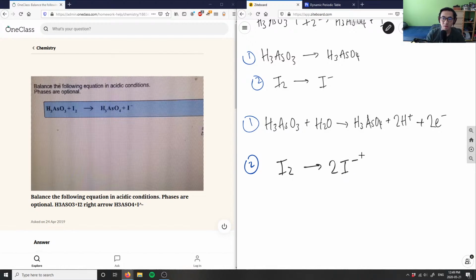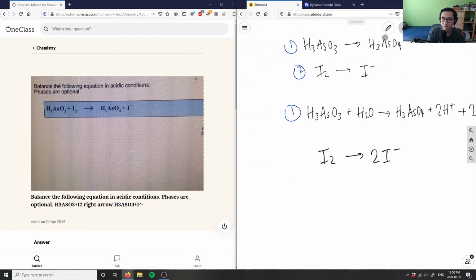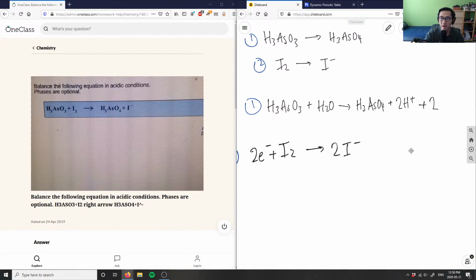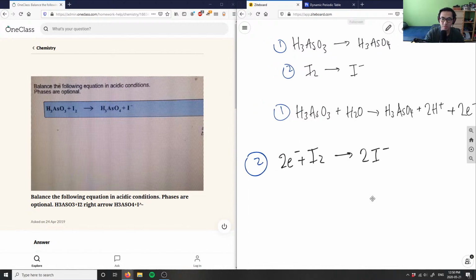And as you can see here, I now have a 2 minus charge on this side and a 0 charge here. So I'm going to have to add electrons to my left side for us to balance out those charges. And what I can do is add 2 electrons to the left side, right? So let me modify this. I can add 2 electrons to this side here. So now both of these, my charges are balanced, right? I have a 2 minus charge on this side and also a 2 minus charge on this side.